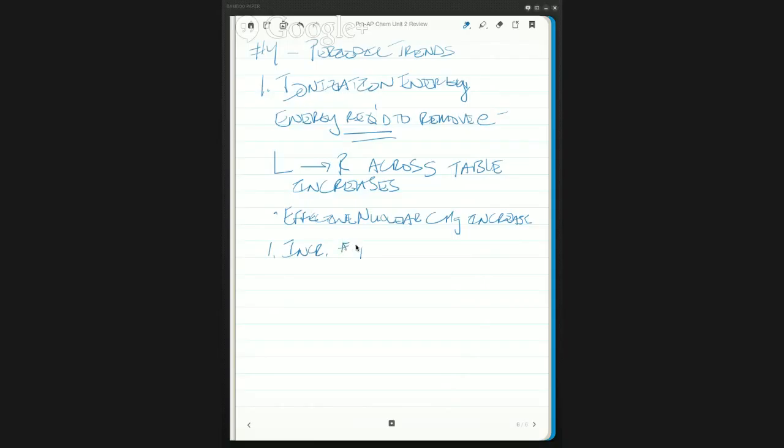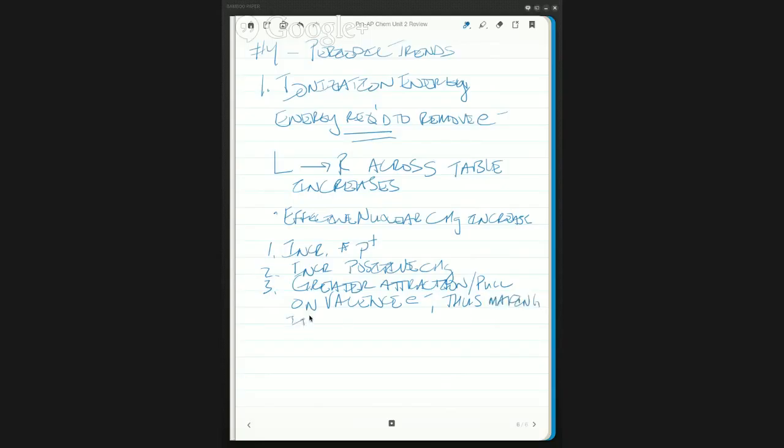increased number of protons. Okay. 2, it increases the positive charge. 3, resulting in greater attraction or pull on the valence electrons, thus making it more difficult to remove. Okay.